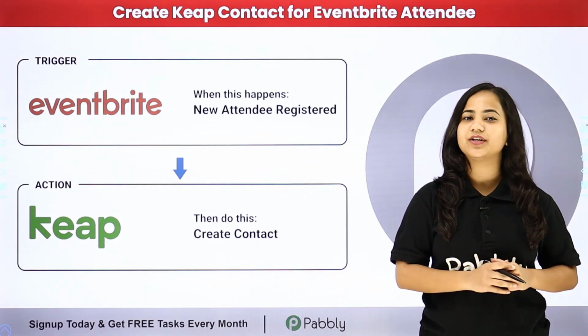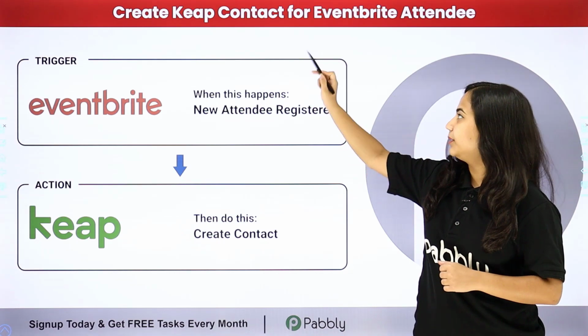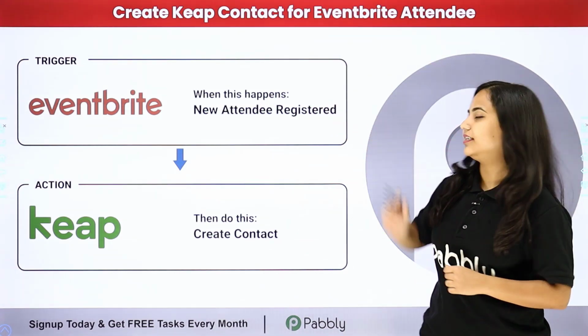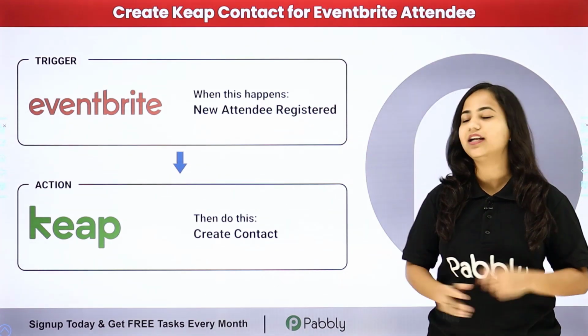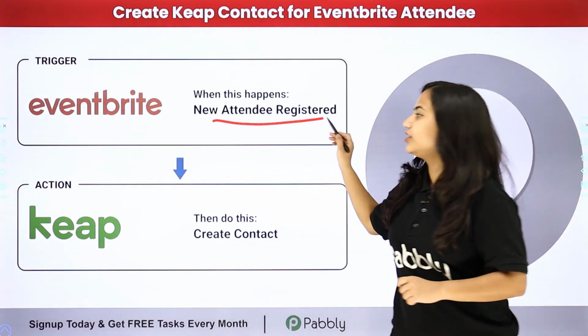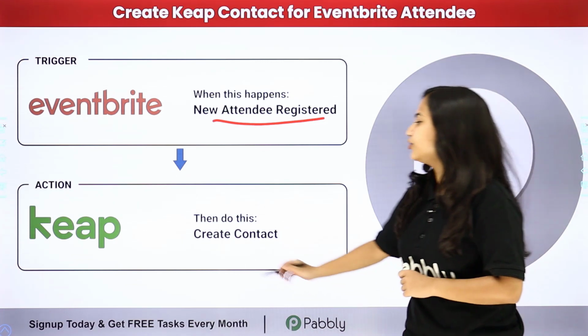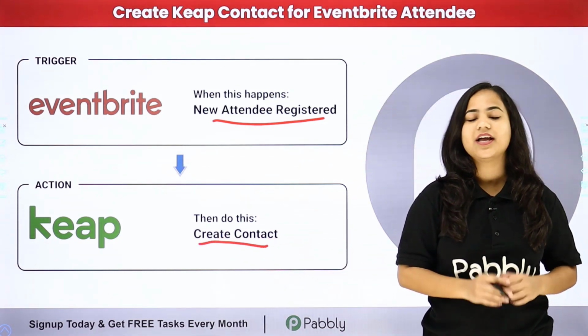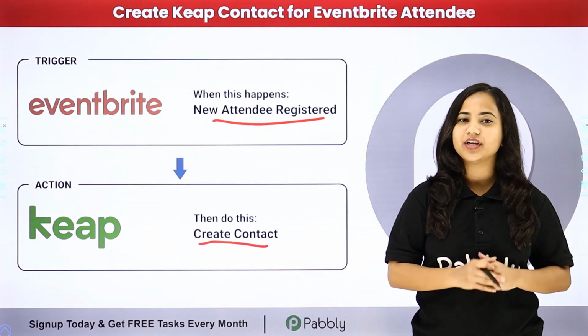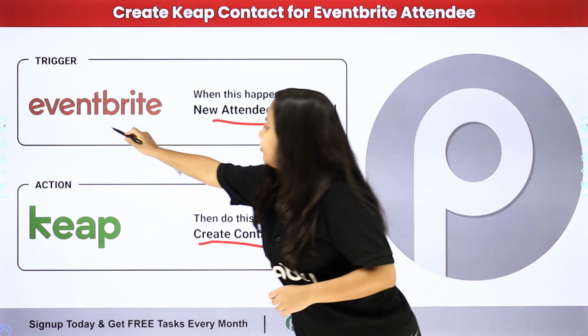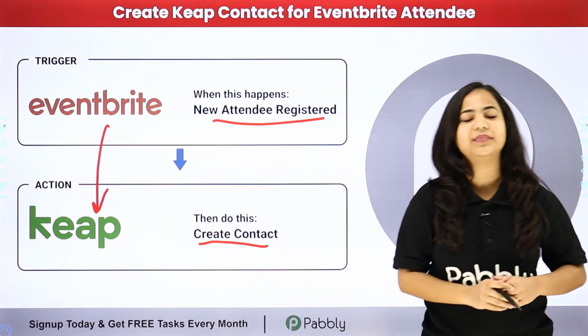Today in this video we are going to see how to create a Keap contact for an Eventbrite attendee. So here my objective is that whenever a new attendee registers for an event in Eventbrite, then automatically a contact should be created in my Keap account. And for that I'm simply going to create a connection between Eventbrite and Keap with the help of Pabbly Connect.